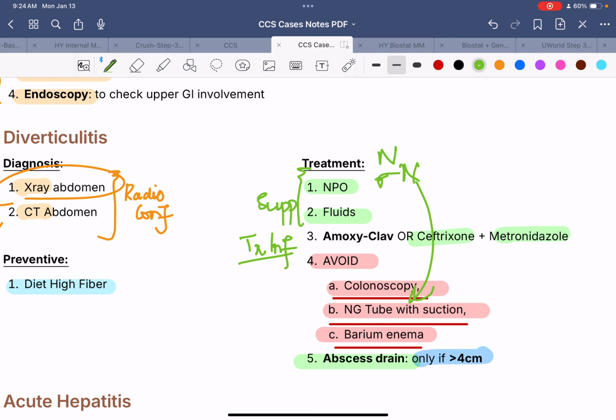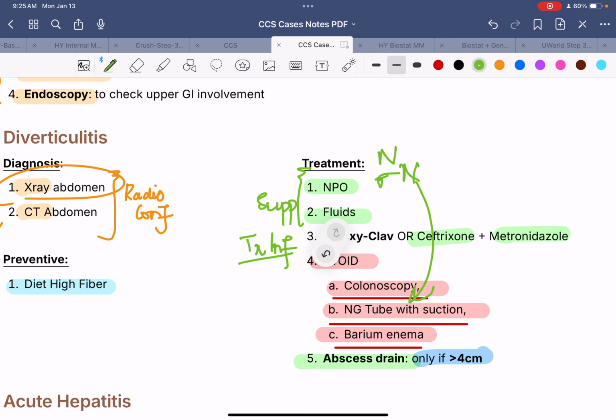And why is that? Because the diverticula over here is acutely inflamed, right? Which means that the gut wall is susceptible to perforation. So how do we prevent the perforation? Don't do a colonoscopy. Don't do an NG tube with suction. Don't do a barium enema, because all of these can make the colon susceptible to perforation. So there was no perforation before, but by doing a colonoscopy or NG tube with suction or barium enema, you might actually give the patient a perforation. So don't do these, right?